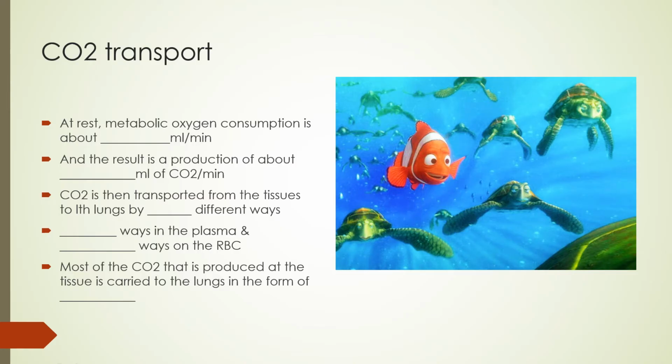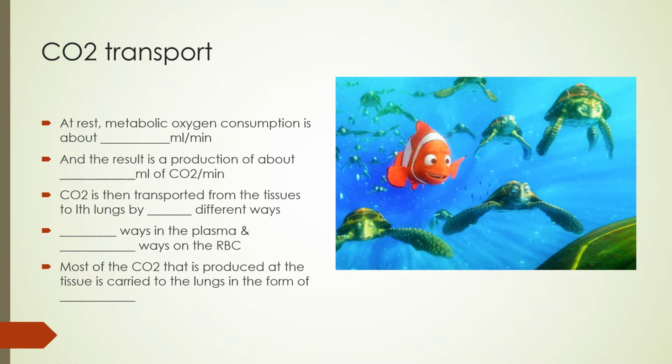So let's get started. So we'll start with the CO2 dissociation curve, or the CO2 transport. So the CO2 transport, it has much more ways that CO2 can be transported in your bloodstream than there is with oxygen. So with oxygen, you only had two ways. You had either bound to the hemoglobin molecule or in the plasma, right? Dissolved in the plasma is still exerting pressure.